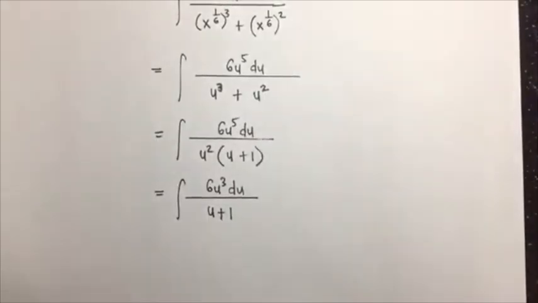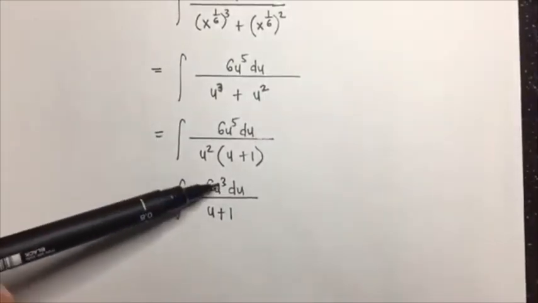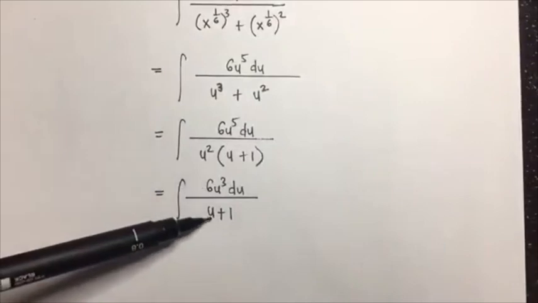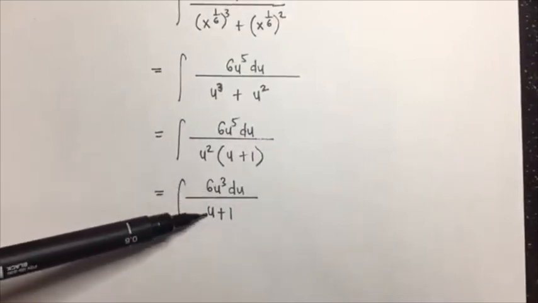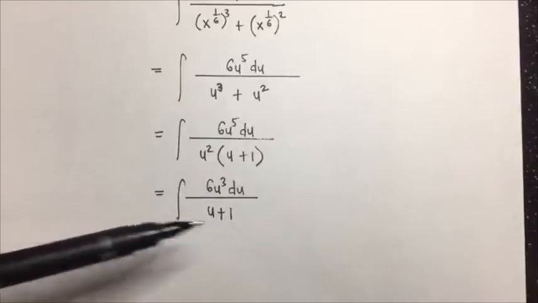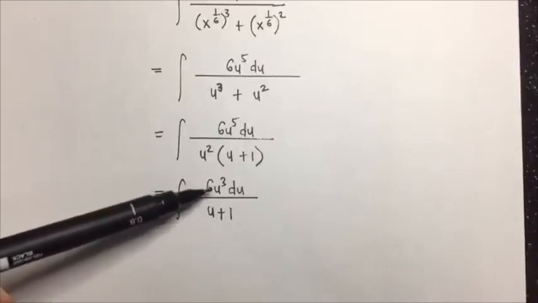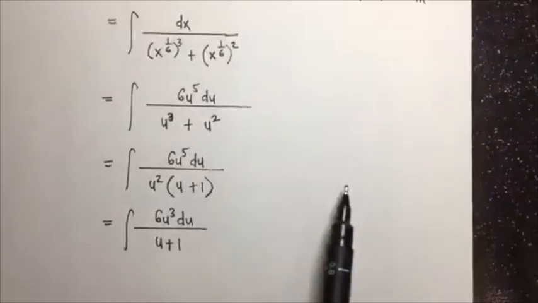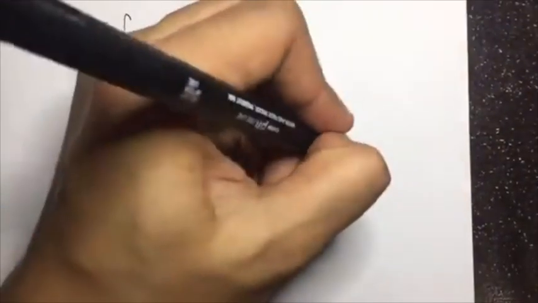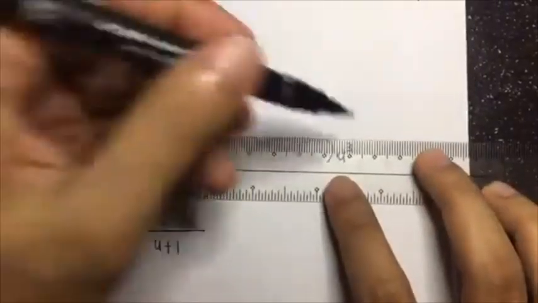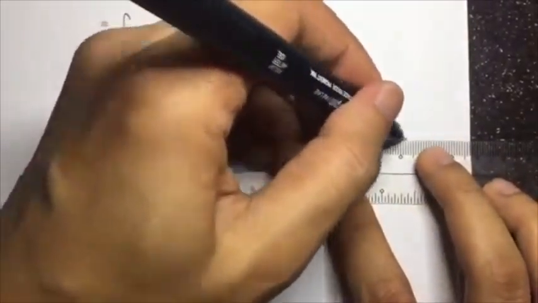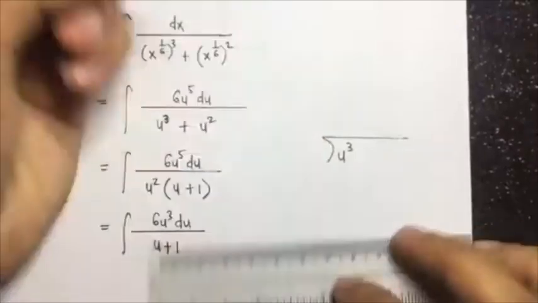Okay, so as I was saying earlier, the numerator has higher degree than the denominator. The numerator's degree is 3, the denominator's degree is 1. So therefore we can perform division. Let's divide it here: u cubed divided by u plus 1.